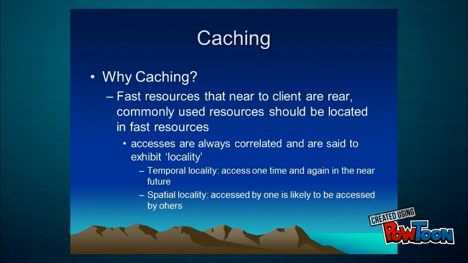The reason for using caching is that faster resources are rare, and the commonly used content should be located in faster resources, because a content accessed by one client might be accessed again in the near future, which is called temporal locality, and other clients may also access the same content, which is called spatial locality.